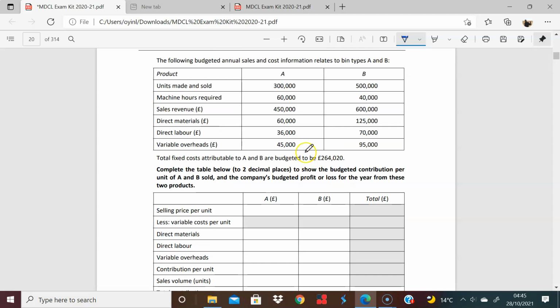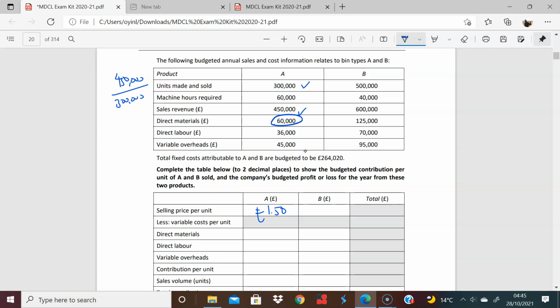Then the second part of this question is still similar, a bit more work, but the same idea. It gives you some information: units, machine hours, sales revenue, direct materials. So let's do it. For A, what's the selling price per unit? If that's your sales revenue and these are your units made and sold, it must be 450,000 divided by the 300,000 units. That brings us to a nice figure of £1.50.